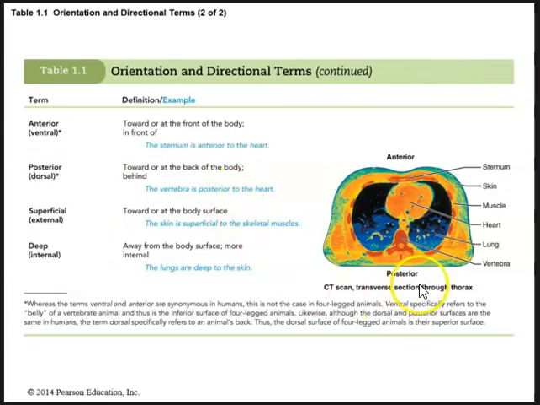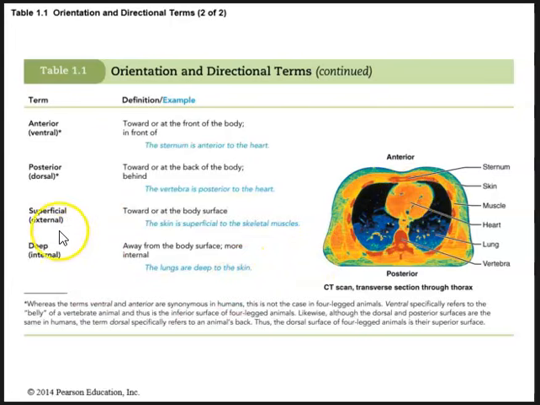So if we're looking at this transverse section again, here we see part of the spinal cord or the vertebrae. Vertebra is singular, vertebrae is plural. So the vertebra is posterior compared to the heart, and we know that the sternum is anterior or in front of the heart. Okay. Next term is superficial.